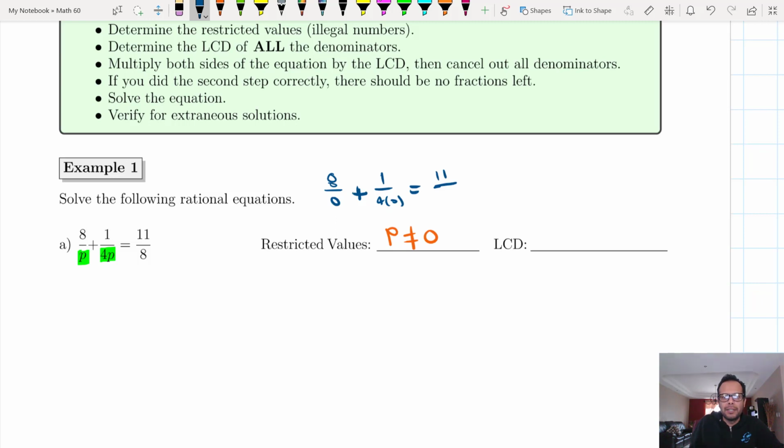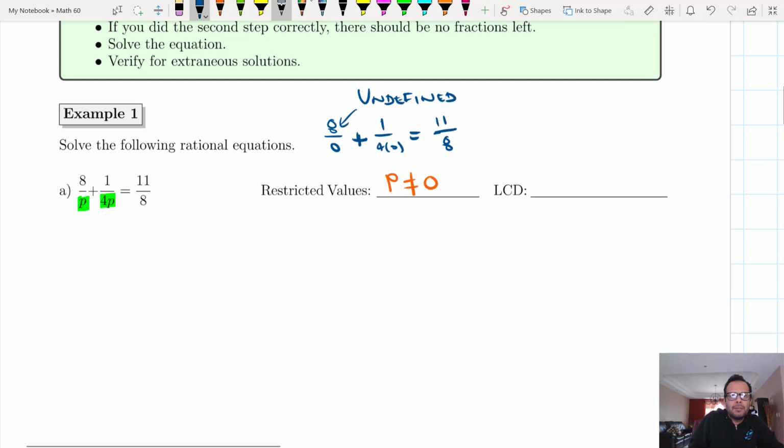That will give us 11 over 8. So the problem here is we get undefined. And we cannot plug in numbers, we cannot work with undefined terms. So p cannot be 0. Now, we need to observe all the denominators. It would be a good idea to actually highlight all the denominators here.